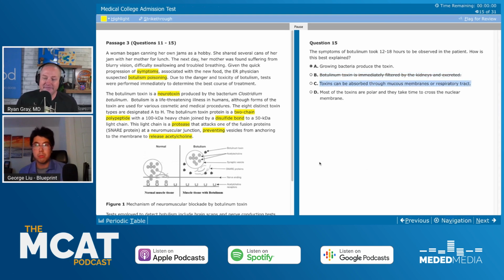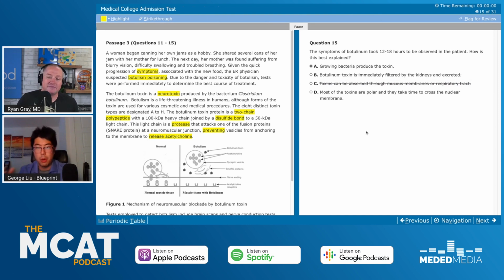Toxins can be absorbed through mucous membranes or respiratory tract. Okay. Maybe. Like this is probably true, right? But it doesn't cause a delay. If it was absorbed in your mucous membranes, remember your mouth has mucous membranes. If you just ate something and it started getting absorbed through the mucous membranes, well, it can be immediate. By that logic, you'd be affected immediately, right? There wouldn't be any delay. So this might be true, but doesn't apply.